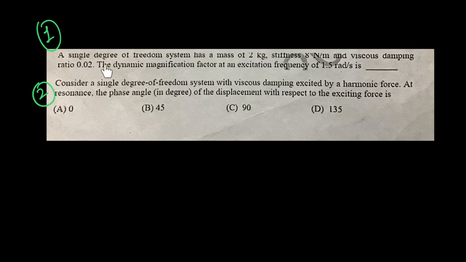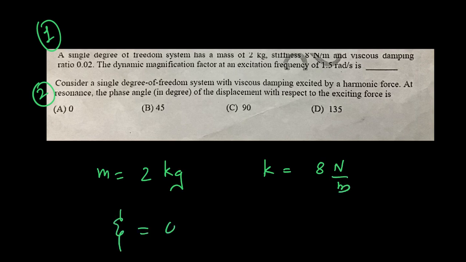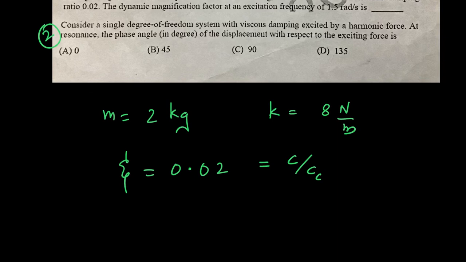The first question says a single degree of freedom system has a mass of m equal to 2 kg, and stiffness k is 8 Newton per meter, and the viscous damping ratio, it is zeta, not c. It is zeta, which is a fraction of c by cc. It is 0.02. They are asking me what is the dynamic magnification factor at an excitation frequency of 1.5 radians per second. So the excitation frequency is given by 1.5 radians per second.